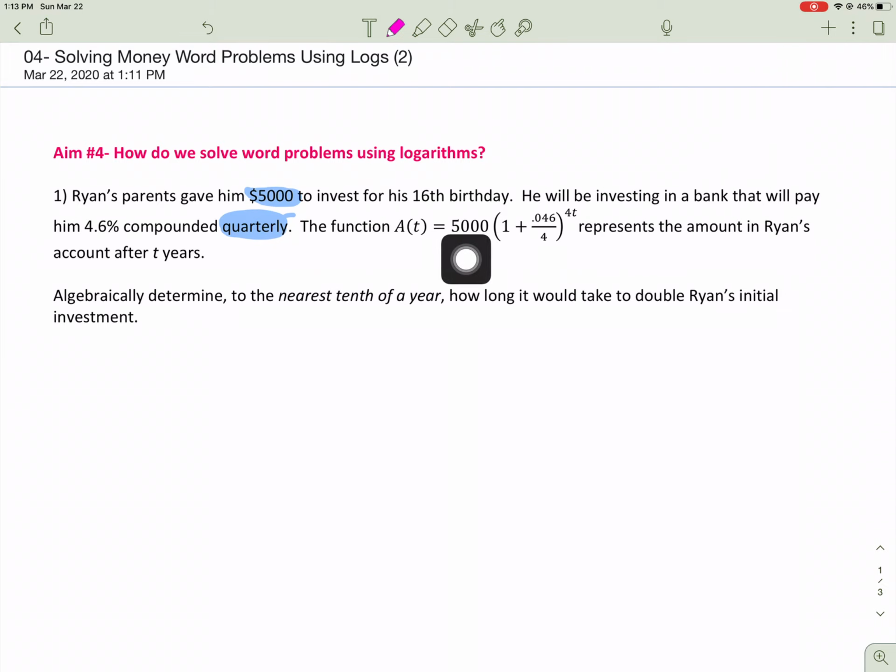So recall this function: initial amount, 1 plus the rate over the number of times compounded, to the t times the number of times compounded. This represents the amount after t years. It says algebraically determine, to the nearest tenth of a year, how long it would take to double Ryan's investment. Well, first off, what does double Ryan's investment mean? If he had $5,000, that means $10,000. So we want the amount after a certain amount of time to be 10,000.